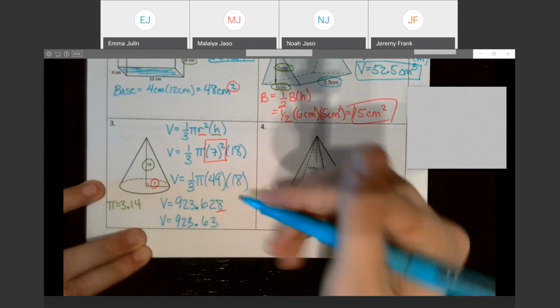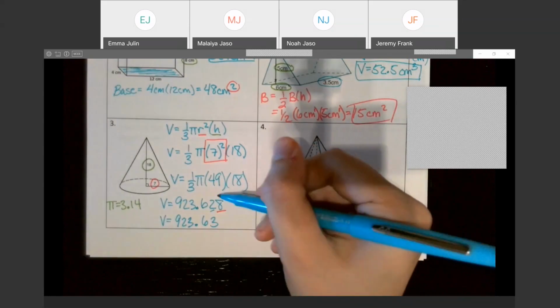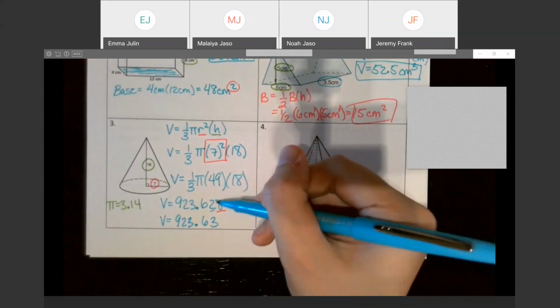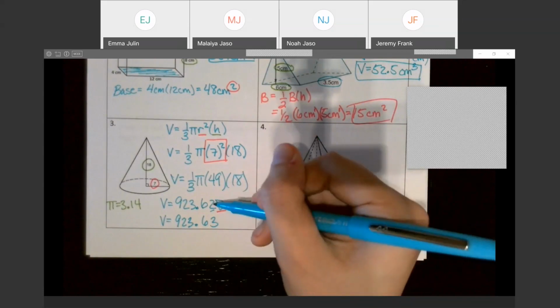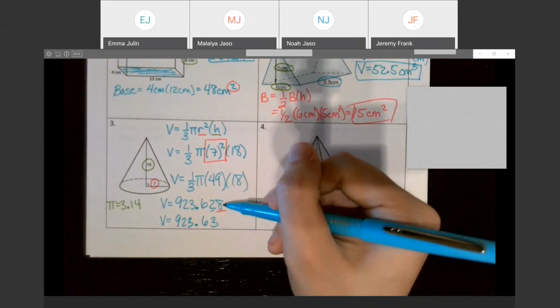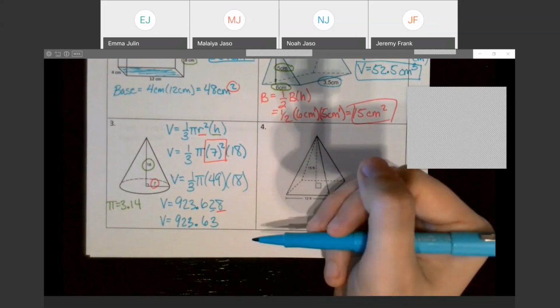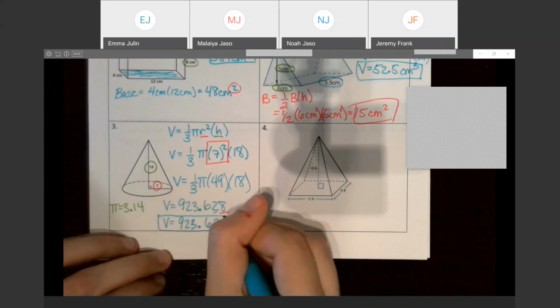923.63. Because again, when you round up to this part of your answer, you need to consider the value to the right of it. 5 and up means you get to raise this number up by 1, just like we did here. Anything below 5, you would leave it by itself. And that is how you find the volume of a cone.